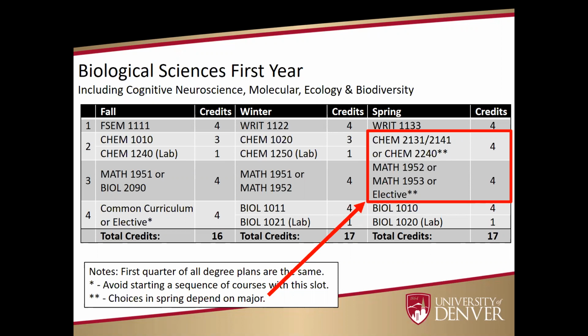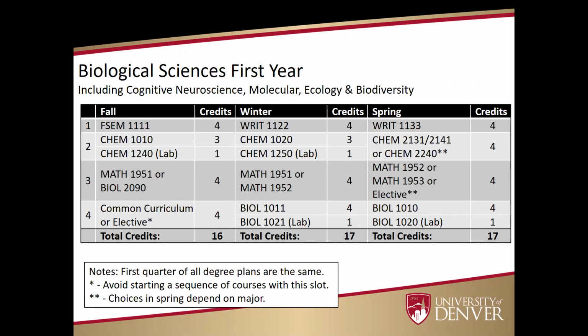You will need to register for General Chemistry 1010 with the lab 1240, and then you will look at your math courses and you will begin your appropriate math sequence. Then your fourth class, you will look around. Maybe you might want to try something different or find something that interests you. Choose something that's cool or fun. That would be your common curriculum or elective for that fourth class.